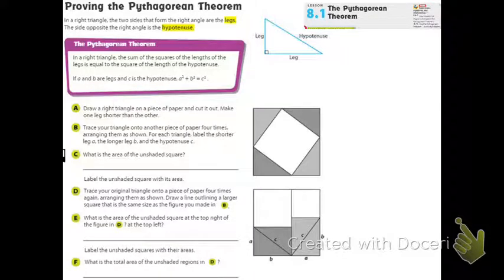All right, so lesson 8.1, the Pythagorean Theorem. Up there, you all can see what the state of Texas expects from y'all. In a right triangle, the two sides that form a right angle are the legs. The side opposite the right angle is the hypotenuse. The Pythagorean Theorem: in a right triangle, the sum of the squares of the lengths of the legs is equal to the square of the length of the hypotenuse. If a and b are legs and c is the hypotenuse, then a squared plus b squared is equal to c squared.